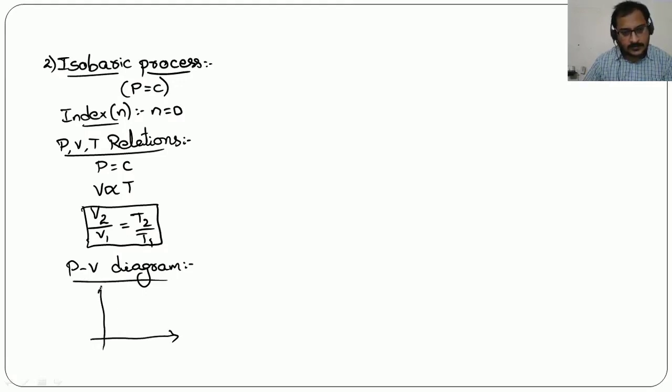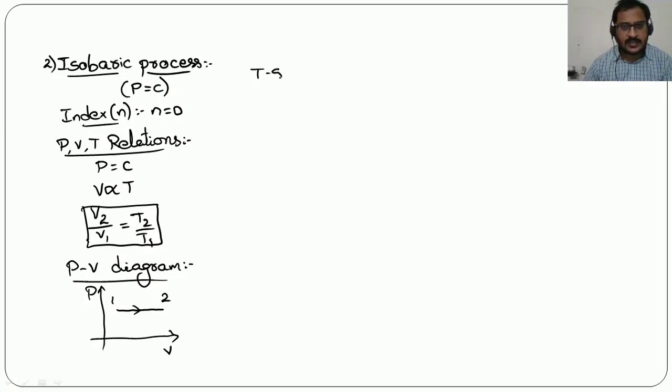when it comes to this PV diagram, I am taking expansion, so let me draw the expansion curve like this, a horizontal line here. So this is process 1 to 2.